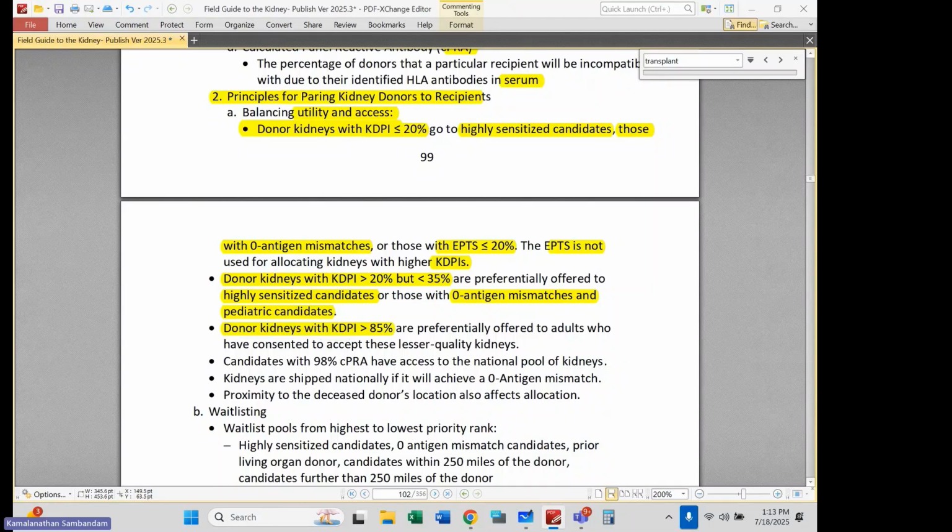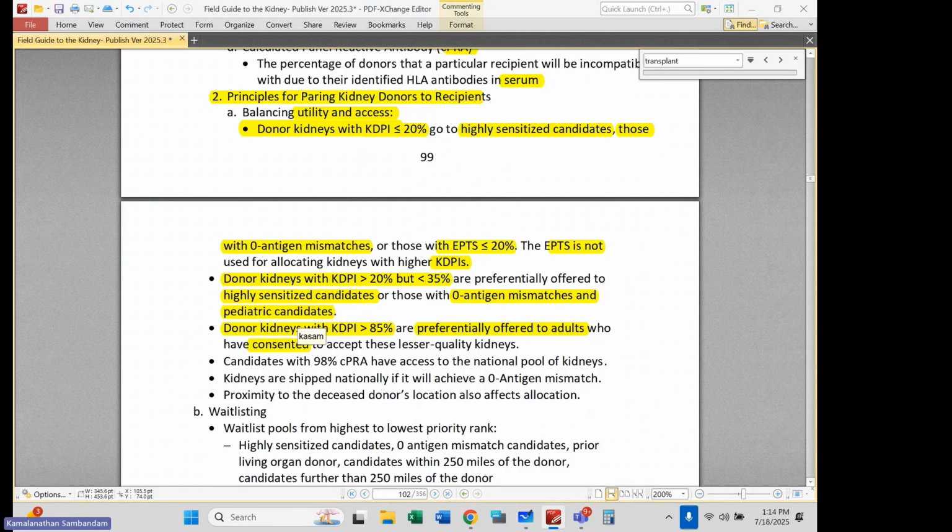KDPI kidneys that are greater than 85%, those are your lesser quality kidneys, right? Older donors or a donor with diabetes could drive the KDPI score up, okay? Those can only be allocated to those individuals who have consented to take lesser quality kidneys. Why would you do that? Well, the competition for those kidneys is less. And if you want to minimize time on dialysis, you would consent for higher KDPI kidneys.